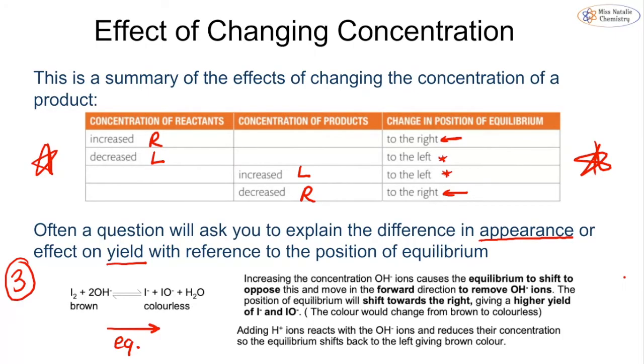Okay, so we're increasing the concentration of our reactants, and that's going to cause a shift of equilibrium to the right, causing my colour to become less brown. If I was to increase the concentration of my iodide, then it would shift back to the left, and my reaction would appear then darker.